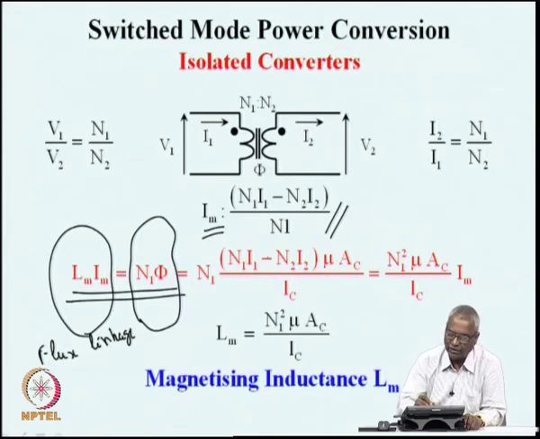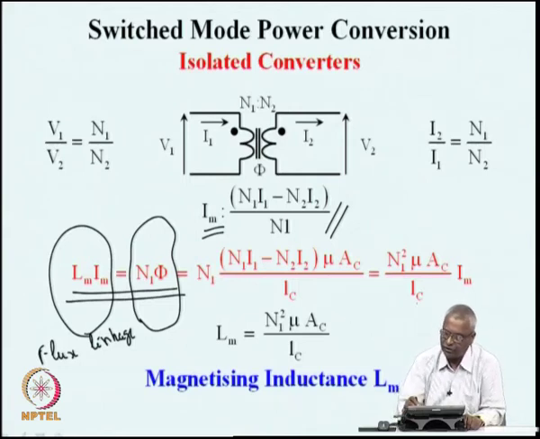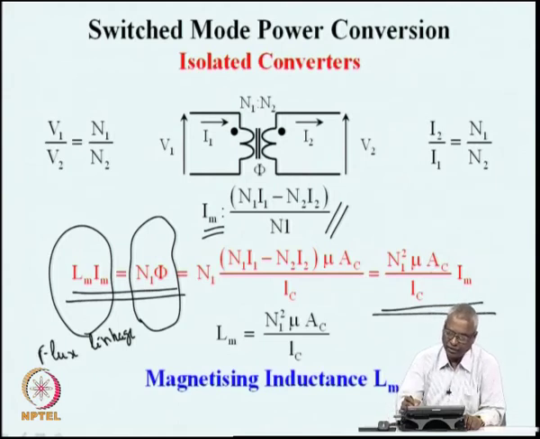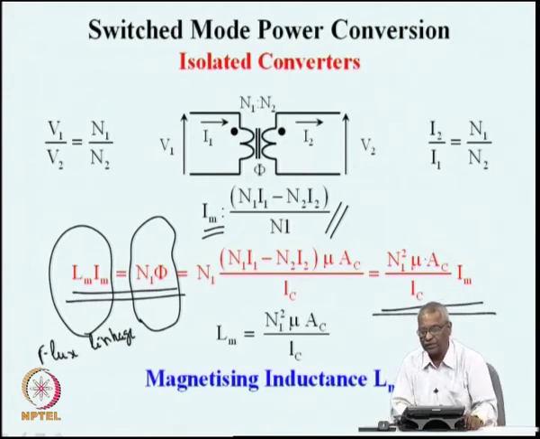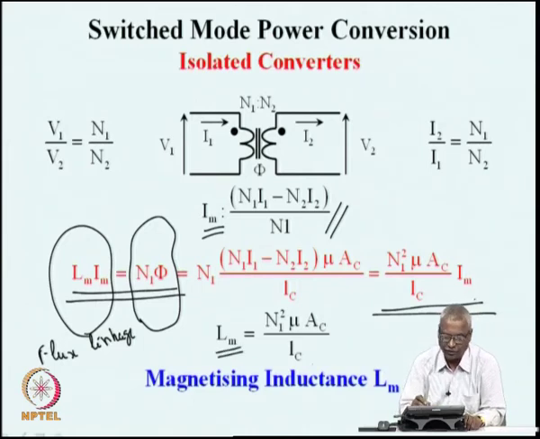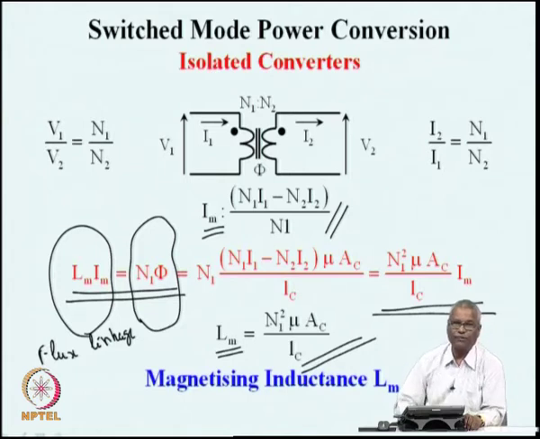And if you replace phi as N1 I1 minus N2 I2 divided by reluctance, multiplying by N1 and then replacing this entire thing by Im into N1 will give rise to a relationship here, which is the total flux linkage, N1 square mu AC by LC into Im. This is the total flux linkage, and if you wish to find out what Lm is, divide this quantity by Im. What is left is the magnetizing inductance. Referred to the primary side, it is N1 square divided by reluctance.